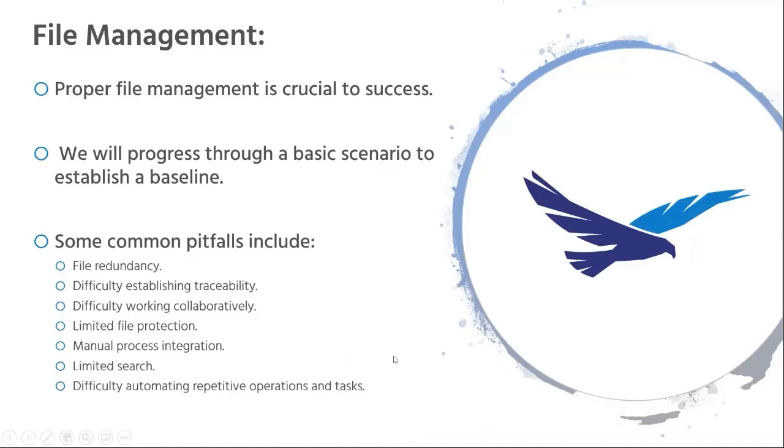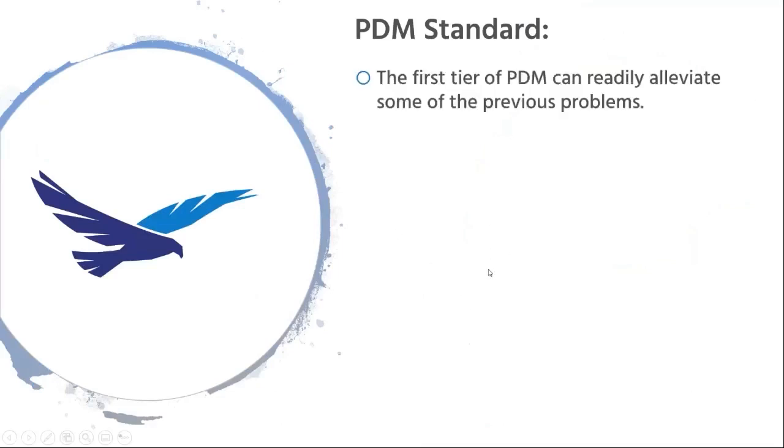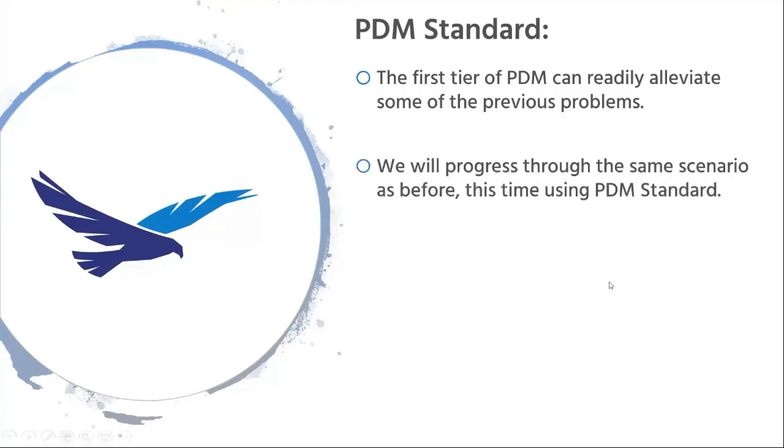So we want to make sure we can automate our tasks as best we can, and we're going to take a look at a very similar scenario now, but in PDM Standard. This is the first tier of PDM that you have available, and it comes included with SOLIDWORKS Pro and Premium. So if you just want to play with it, you can try it out. We're going to progress through a similar scenario and see some of those pitfalls disappear.